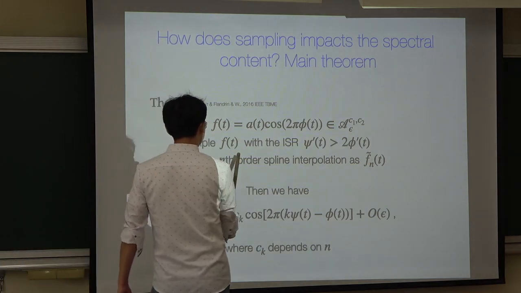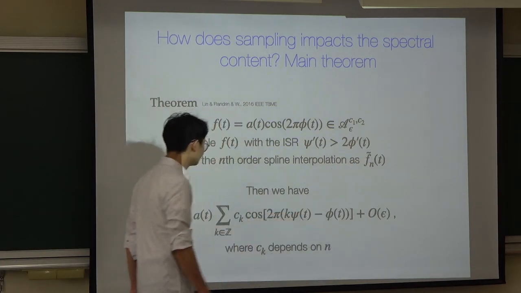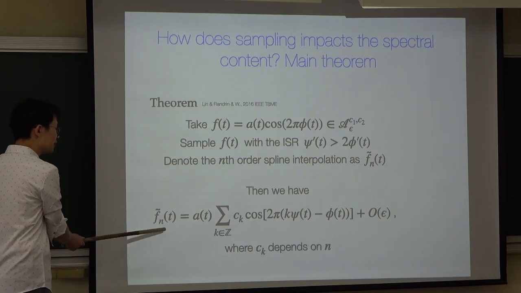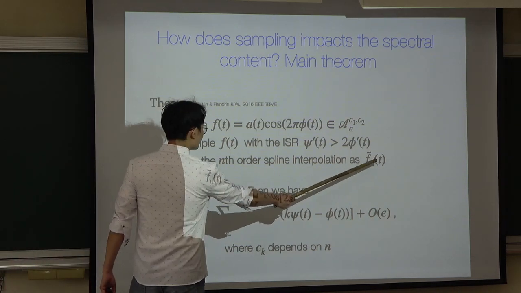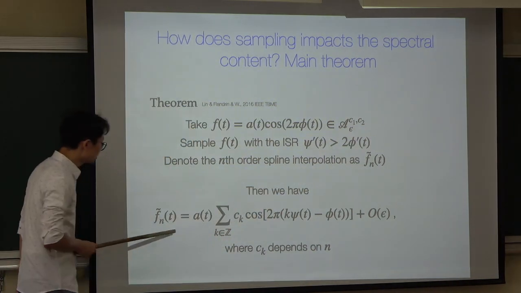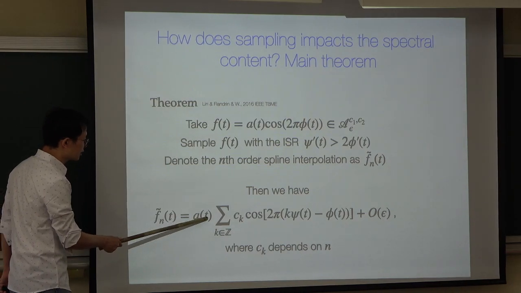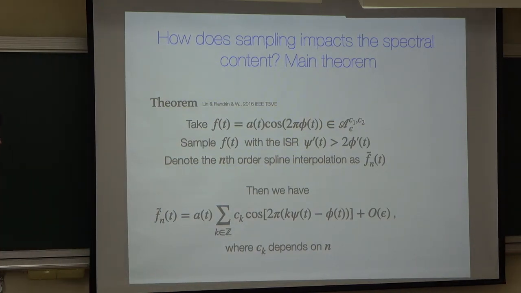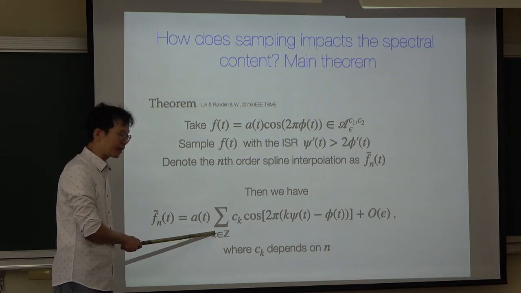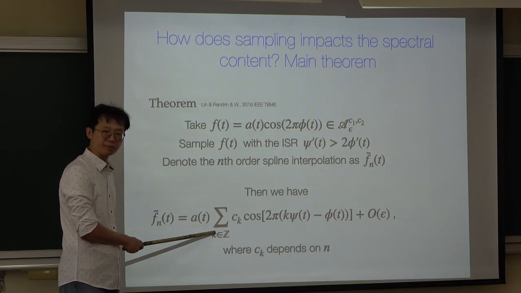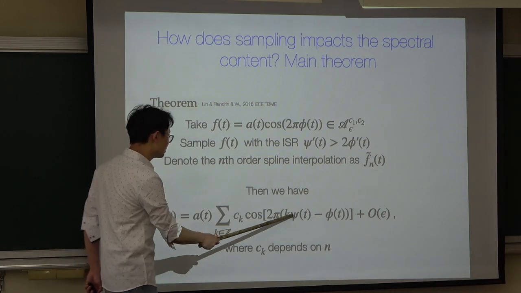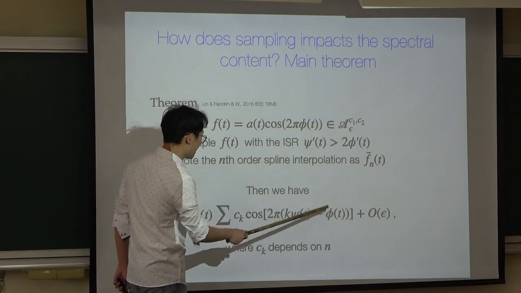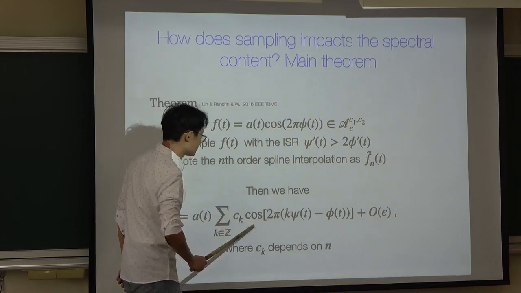And you denote the nth order spline interpolation as this. Then, what you can show is that this f tilde n, the nth order spline interpolation result, can be written as A(t) times all this. This looks kind of complicated, but it is actually the interesting part we want to discuss. For example, when k is 0, you get phi of t back, because cosine is an even function.